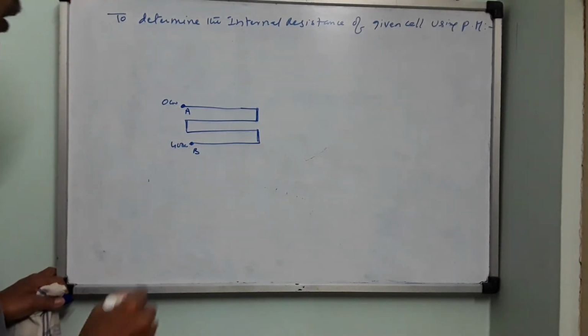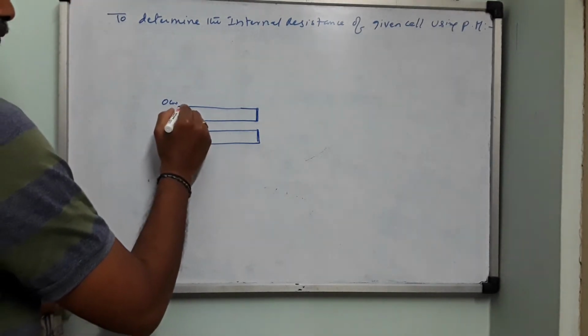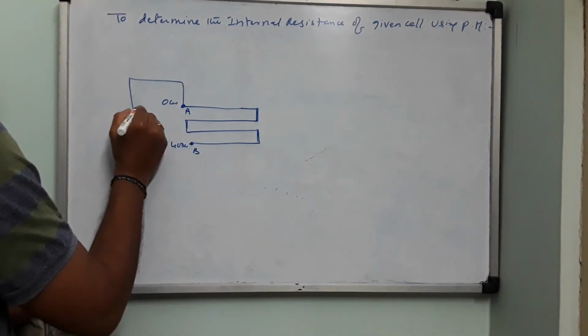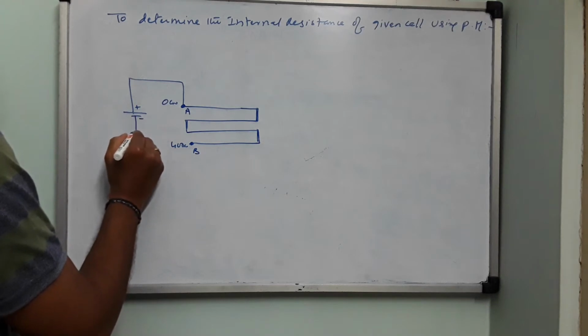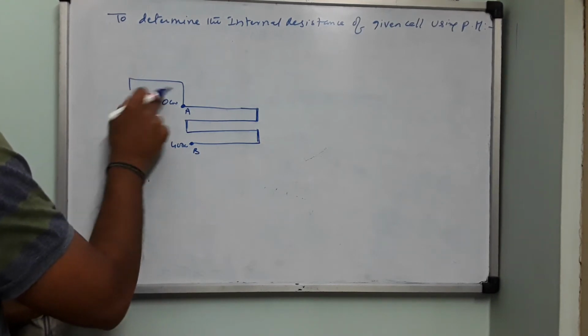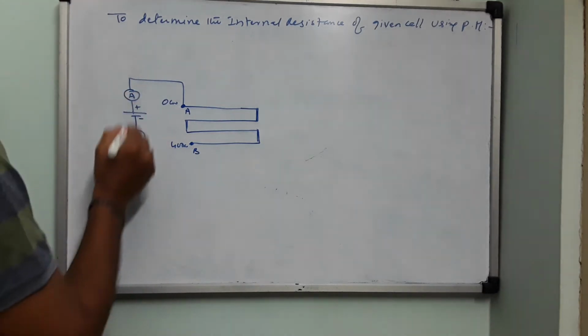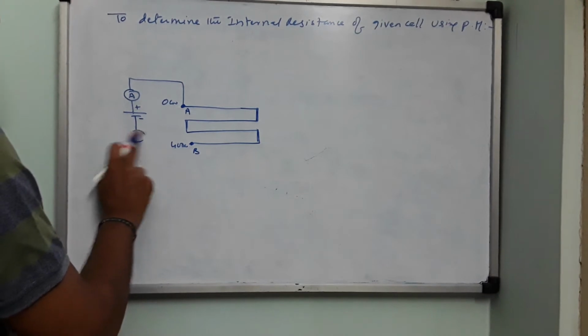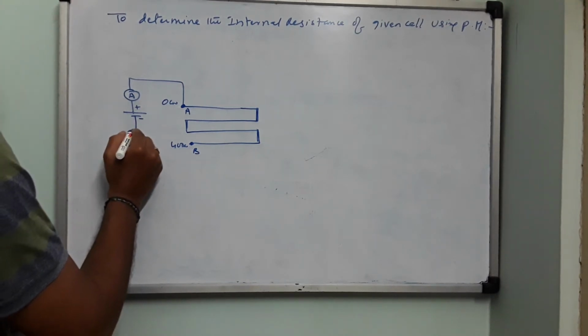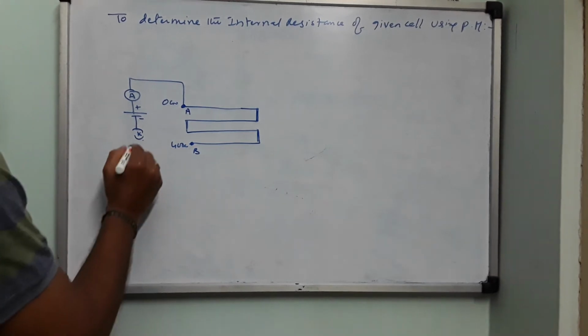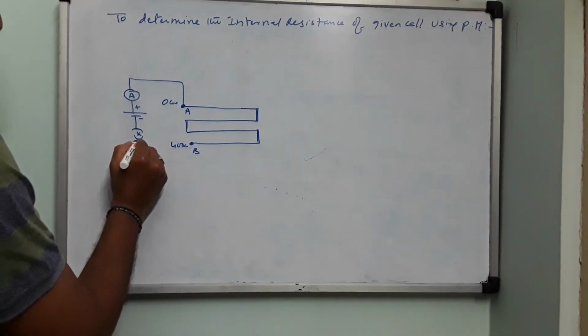Now, in order to drive this circuit, we have a battery, plus and minus. We have an ammeter. Better to keep the ammeter here, because it is the current measuring device, adjacent to this one. Here there is a key to allow the current to flow or not, and here there is a rheostat.